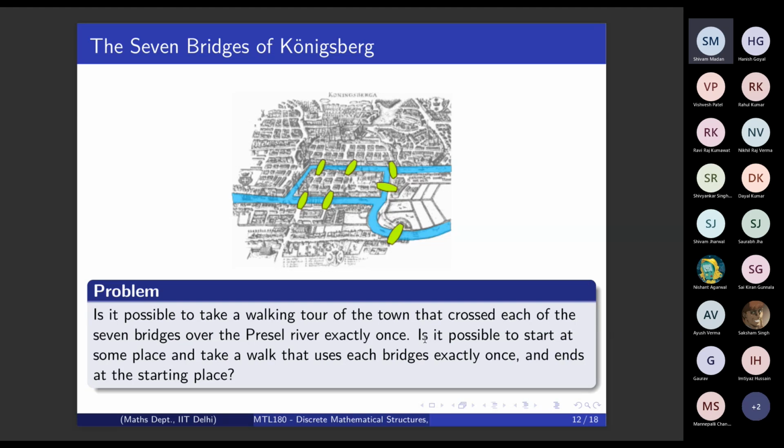And in another way, there is another question: is it possible to start, that means if we say that the starting point and the ending point are the same, is it possible to make a tour such that the starting point and ending point are both the same, and you have to cross each of the seven bridges exactly once? Okay, now one student gave the answer no. So why are you saying no? Any argument for saying no?